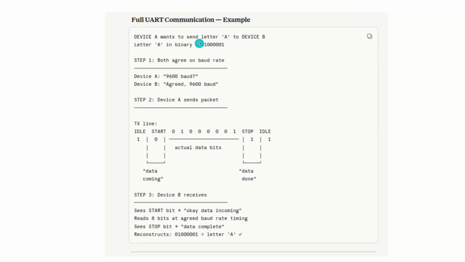Device A wants to send the letter A to device B. Let's say the letter A is written in binary. Both would first agree on a baud rate, let's say 9600. Now device A would send the package to device B. First the start bit would be 0, then the actual data, then the stop bit, which would be the idle 1.